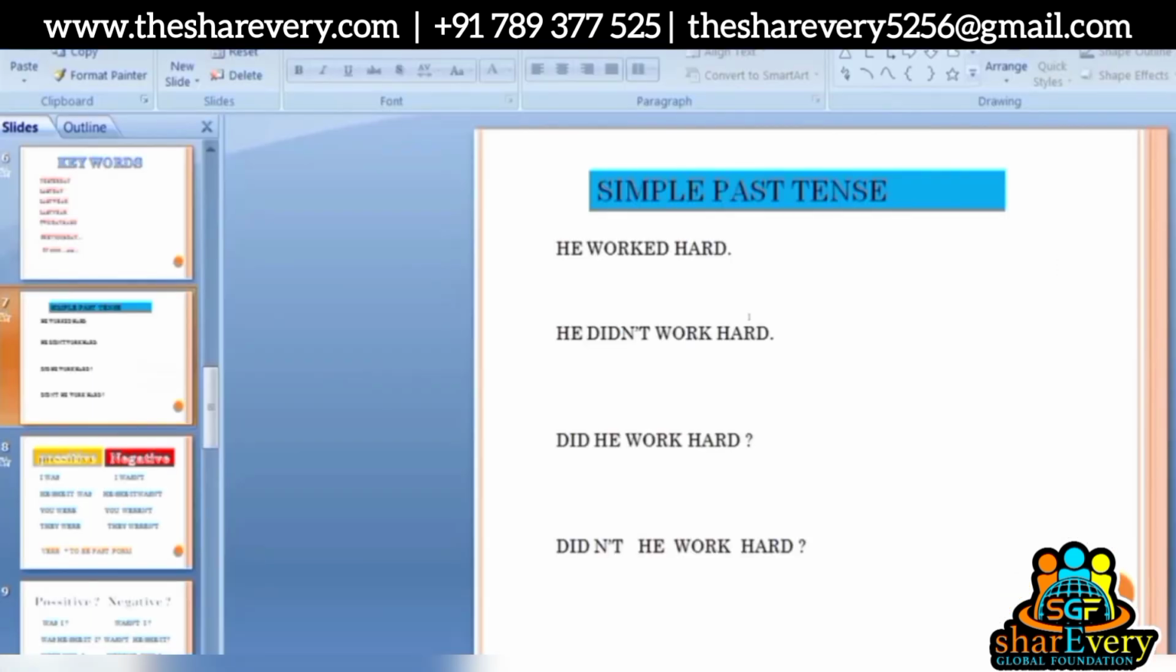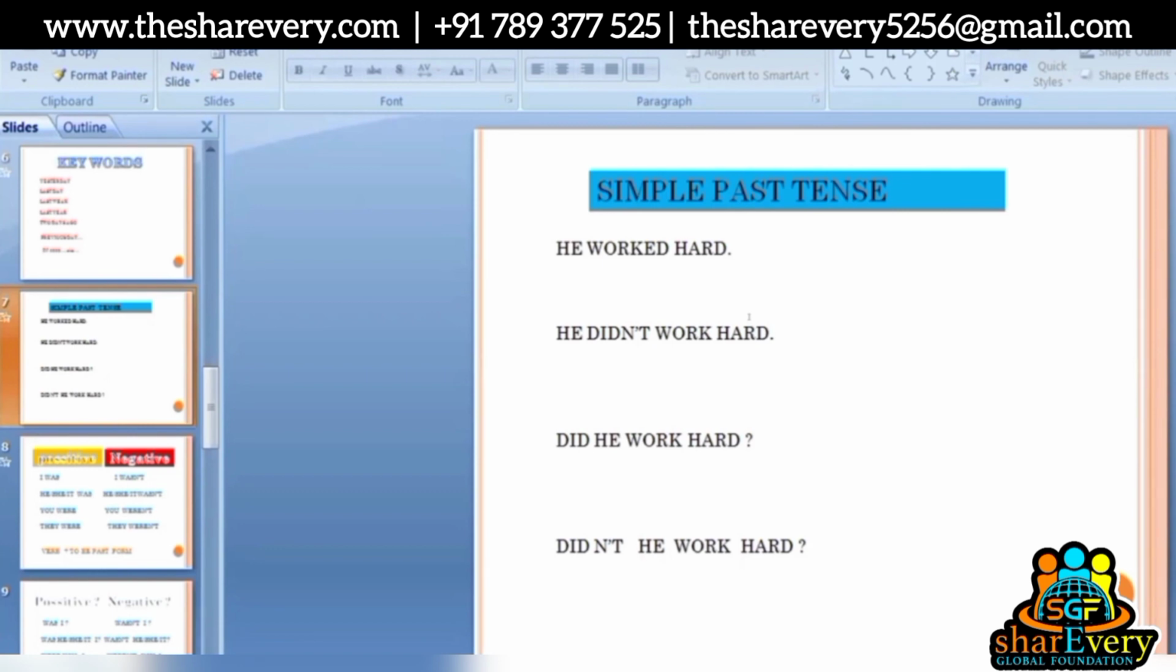Here, the simple past tense is explained in a detailed manner by taking one example. He worked hard. This is the simple past tense form. If you observe the structure, the subject is he and the verb form is worked. Hard may be the complement or predicate. Here, in "he worked hard," the verb is worked. This is an assertive statement, that is, the positive form.